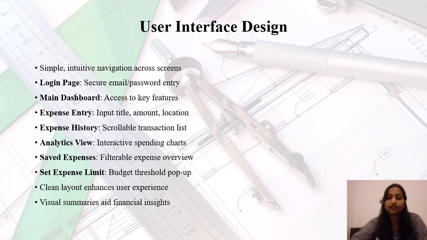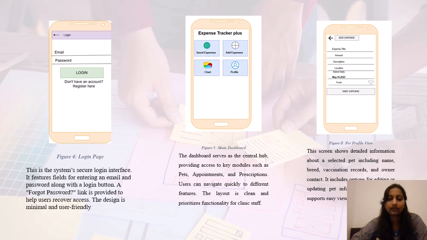Let's now see the test plan that makes PET reliable. So these are the login page, where we can see the email and the password. This is a secure login interface. It features fields for entering an email and the password along with the login button. A forgot password link helps users regain access. The design is minimal and user friendly.